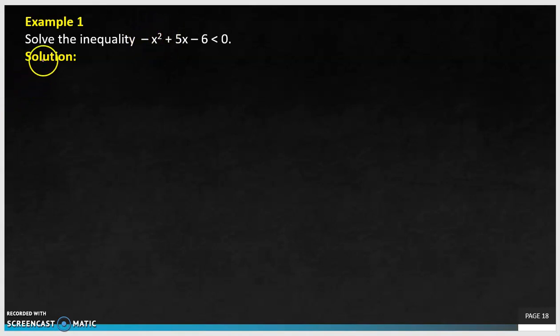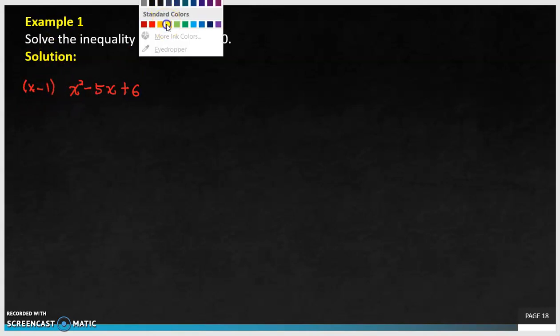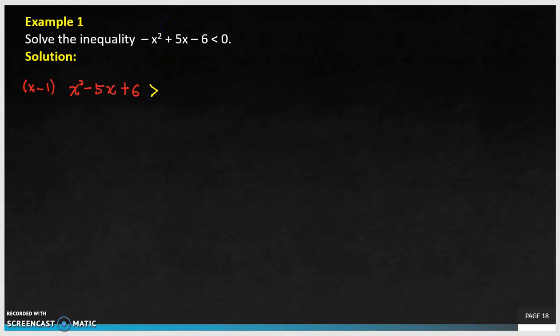So for this question, the first step will be to multiply by negative 1 in order to have the x squared positive. So here will become x squared minus 5x plus 6. Don't forget, when we multiply by a negative value, our sign will change from less than 0 to greater than 0. Why? Because we multiply by a negative value.